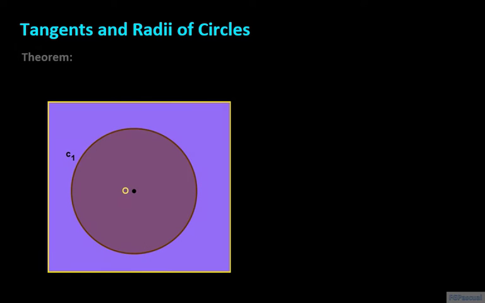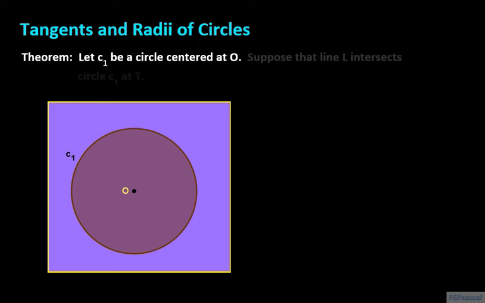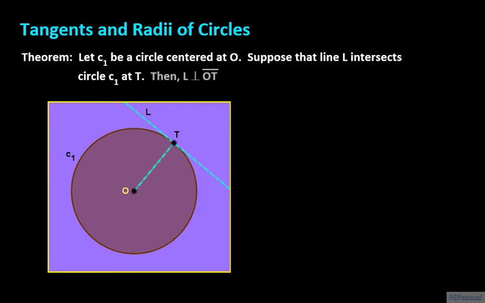In this lecture, we prove a theorem regarding how tangents and radii of circles are related. Let C sub 1 be a circle centered at O. Suppose that we have a line L that intersects the circle. Then, with segment OT being a radius of the circle, L is perpendicular to segment OT if and only if L is tangent to the circle.